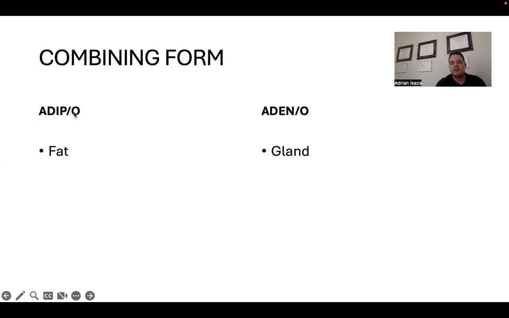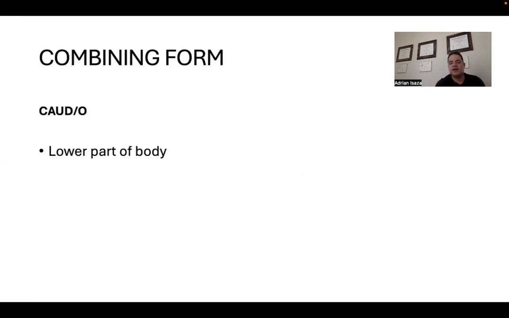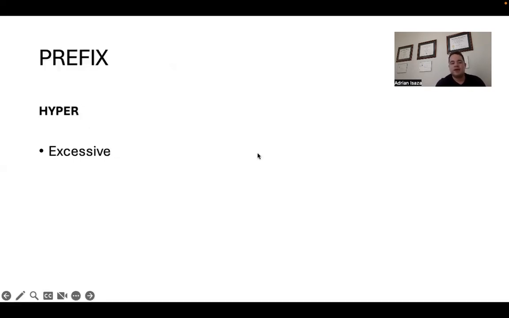Combining forms: adipo means fat, as in adipose tissue. Steato also means fat. Adeno means gland. Caudo could be used as inferior when you go over directional terms in anatomy. You have the superior and inferior, so the feet would be inferior to the head. But a word that is synonymous with inferior is caudo, which actually means tail. Basically, that would be the lower part of the body.